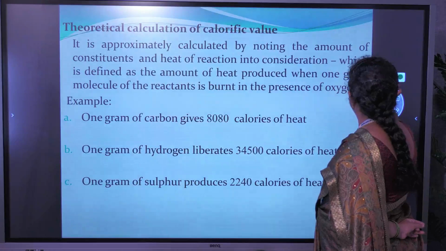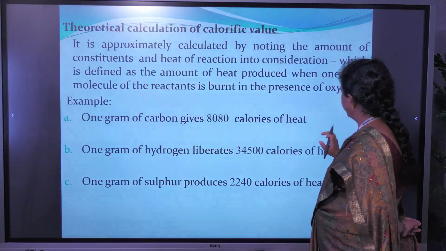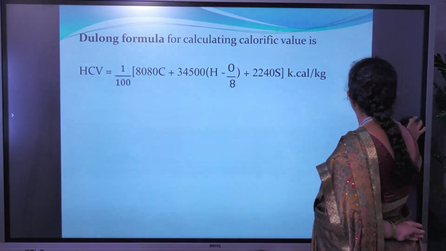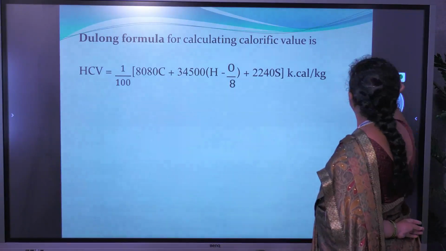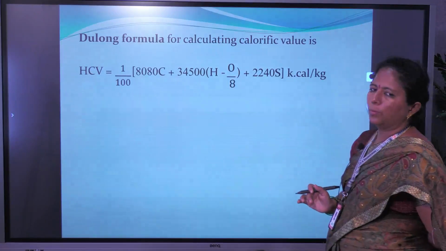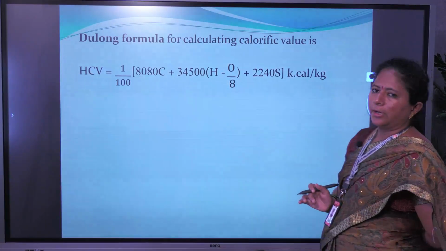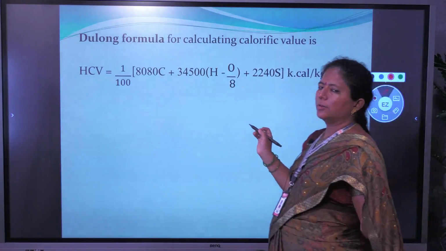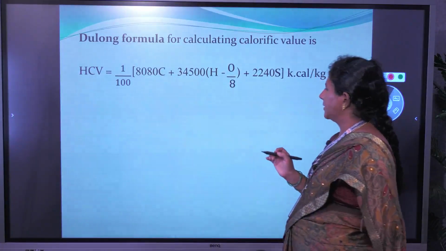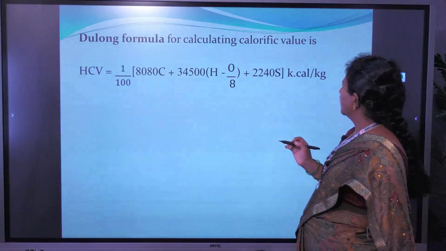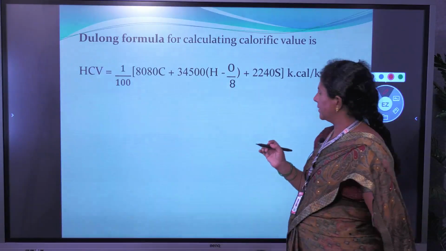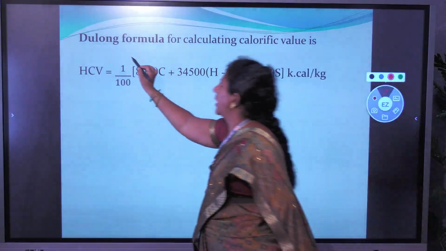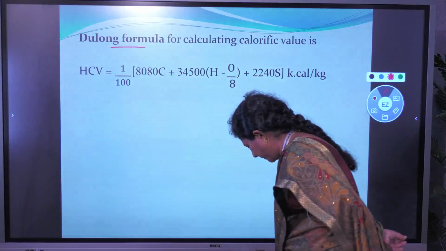By using this, the formula for calculating the calorific value is HCV is equal to 1 by 100 into 8,080 percentage of carbon plus 34,500 hydrogen minus oxygen by 8, plus 2,240 percentage sulfur, kilocalorie per kilogram. This formula is called as Dulong's formula.